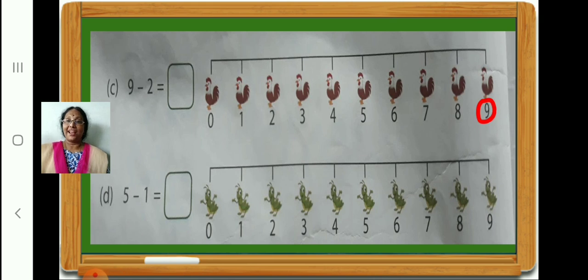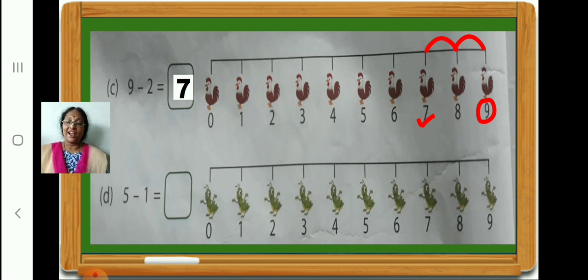Jump 2 times towards the left side. 1, 2. Put a tick on number 7. And now write number 7 in the box. Therefore children, 9 minus 2 is 7. Now let's move on to the next question.